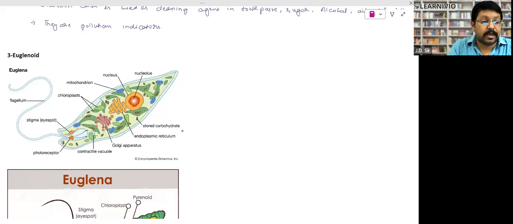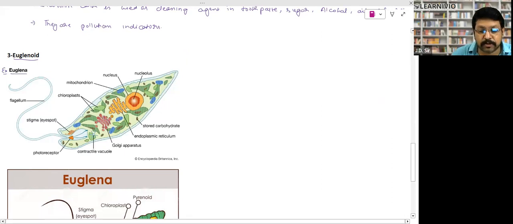This is the only animal cell which can make its own food. This is an animal cell, but it does not require food from outside. If light is present, it will make its own food. But if light is not present, then it will eat food from outside. So that's why it is called the connecting link between plant and animal. So that is the first point. Euglenoid is a class, and euglena is an example.